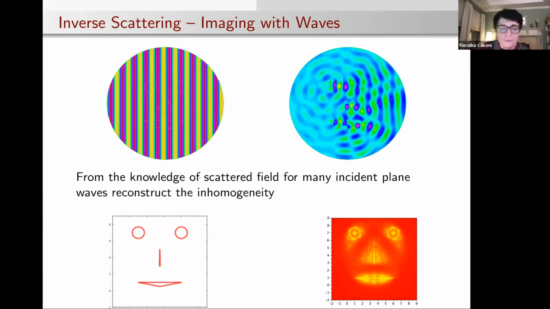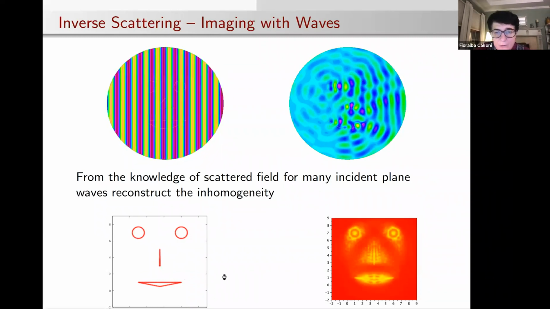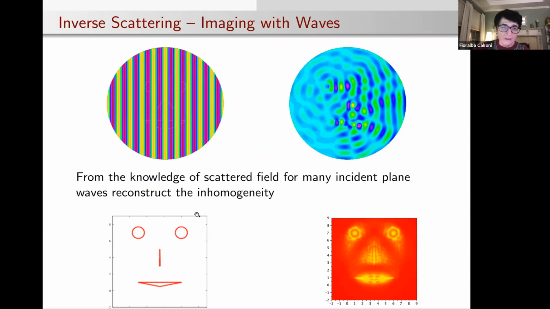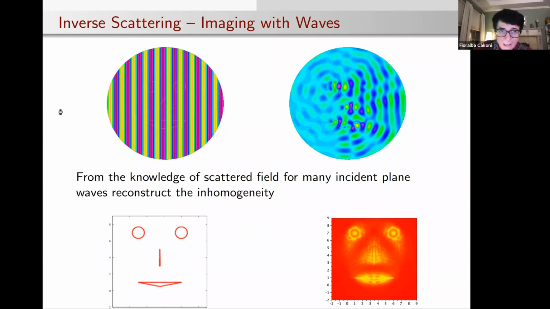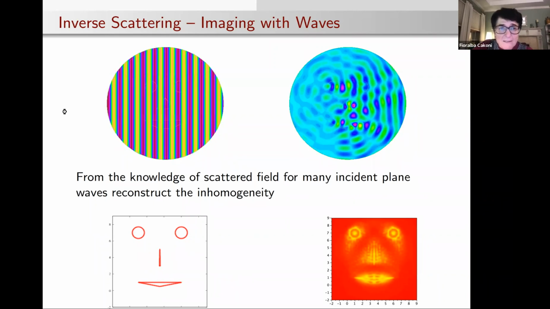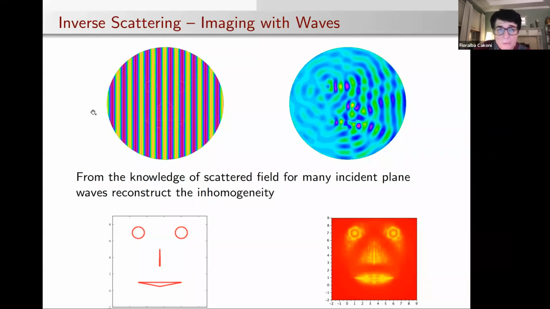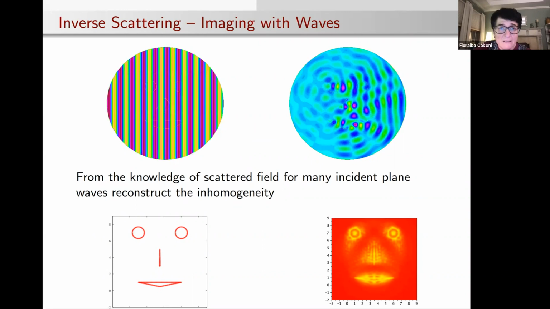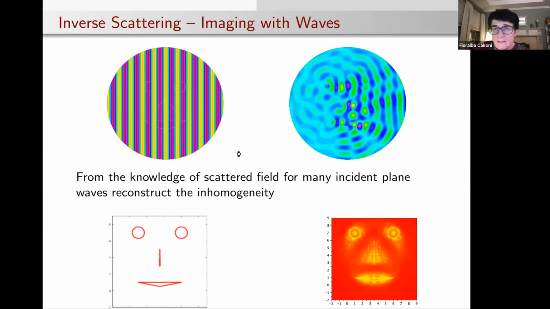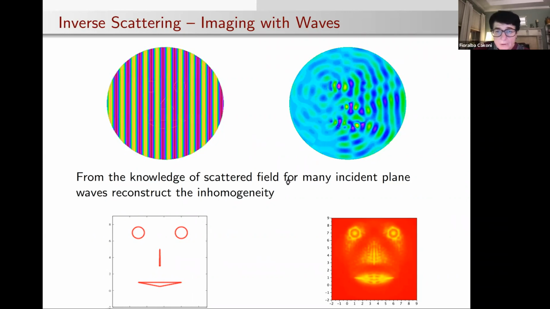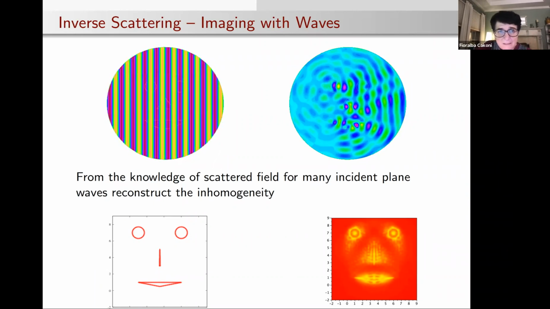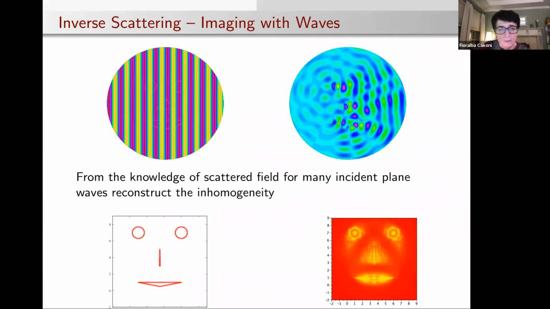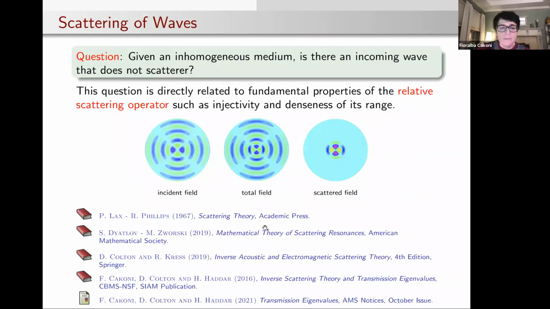I'm not going to talk about direct or inverse scattering, but to motivate my question, it's natural to think that it matters to imaging with waves whether there exists a scenario like the following: find a probing wave, like a plane wave or any other physical wave, that doesn't see at all the inhomogeneity. Does this scenario occur in scattering theory? Can you send an incident wave that doesn't produce any scattered field? This is important because it is related to unique determination of the inhomogeneities. It is related to cloaking and many more. So this is precisely the question that I'm going to address in this talk.